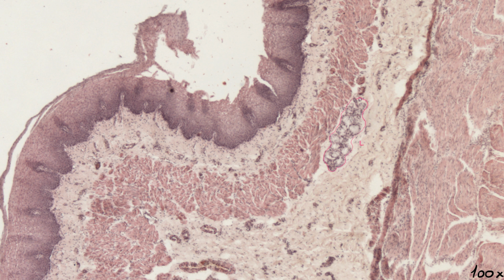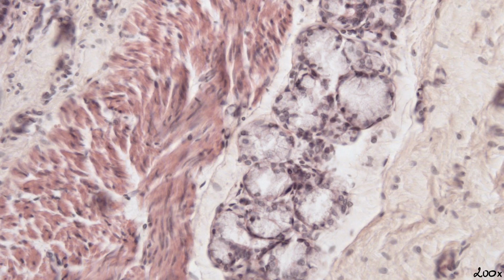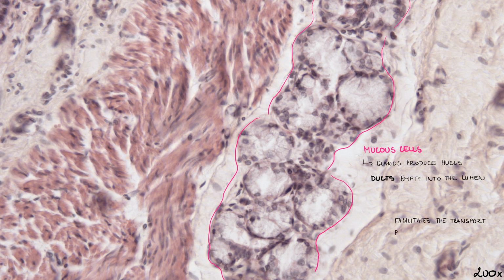Esophageal glands can be found in some parts of submucosa. They are organized into groups and are rather small. Cells which line the epithelium of these glands are mucus cells. Therefore, these glands produce mucus and their ducts empty into the lumen. Mucus facilitates the transport of foodstuffs and protects the mucosa.